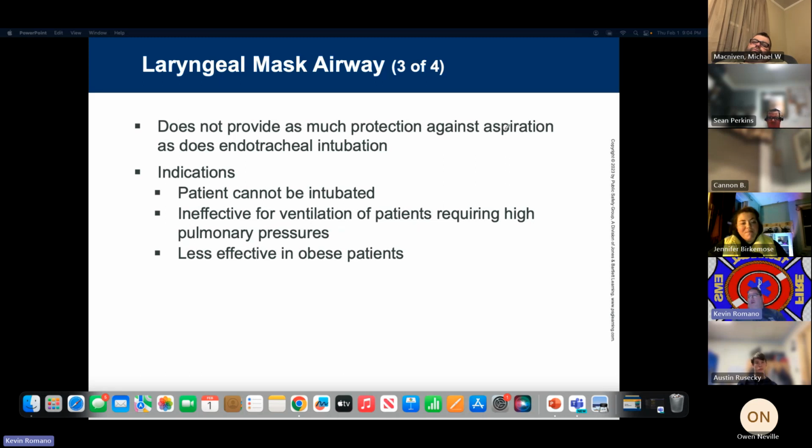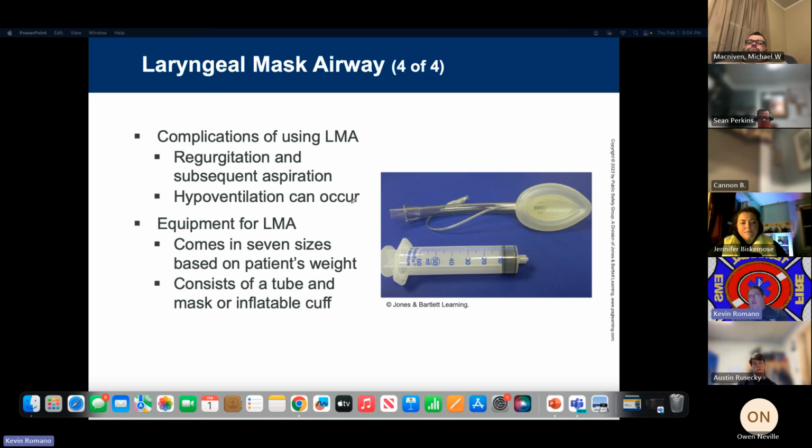It does not provide as much protection against aspiration as endotracheal intubation does. That's still considered the gold standard, but again, advanced EMTs can't do it. So learning these SGAs, they work well. SGAs work very well. Indications: patient cannot be intubated, ineffective ventilations requiring high pulmonary pressures, or less effective in the obese patient. Right? This is what an iGel looks like inflated. This is the distal tip down here.